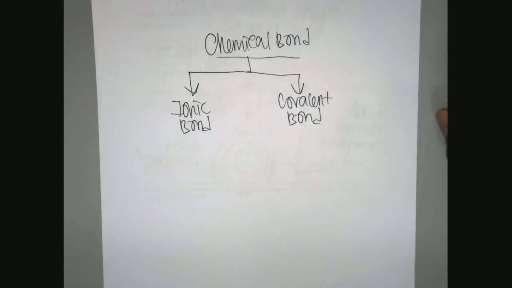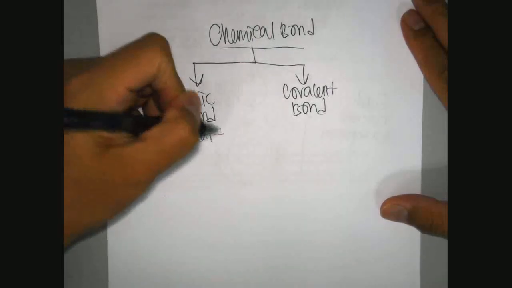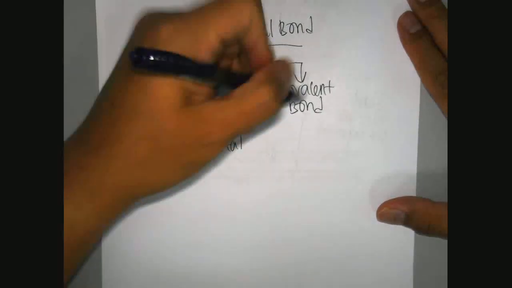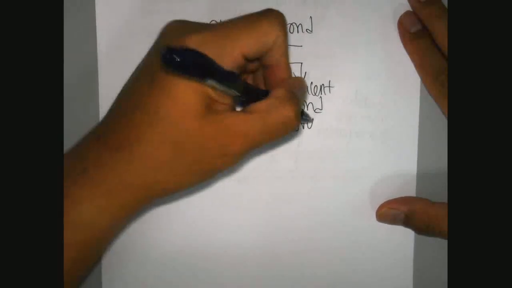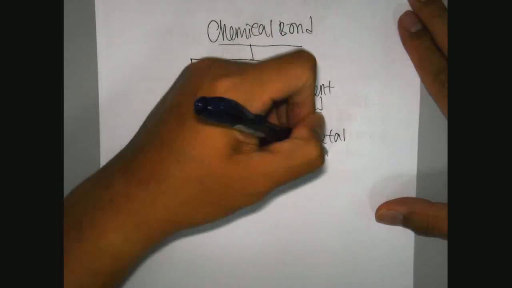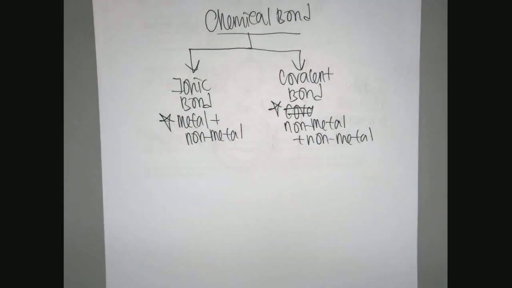But for now, when should you use ionic bond and when should you use covalent bond? One of the simplest ways is that ionic bond is always formed by metal and non-metal. Meanwhile, covalent bond is always formed by non-metal joined with non-metal. So by knowing whether your substance is metal or non-metal, we can predict what kind of bond they are forming.